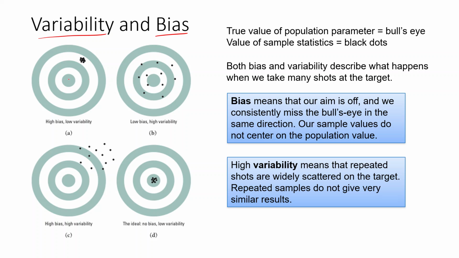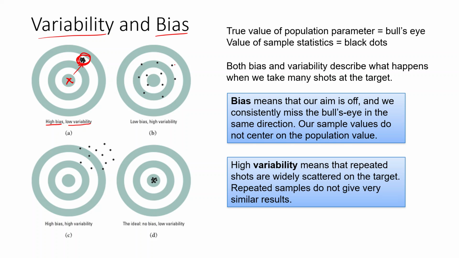So like we want to hit the bullseye. That's what we're aiming for, is the bullseye here. But we end up with all of our darts hitting up here, way far away from the bullseye. So this has high bias because all of our answers are way far away from where we would think they would be. But the variability is low because they're close together. They're not very spread out. So variability means how spread out they are.